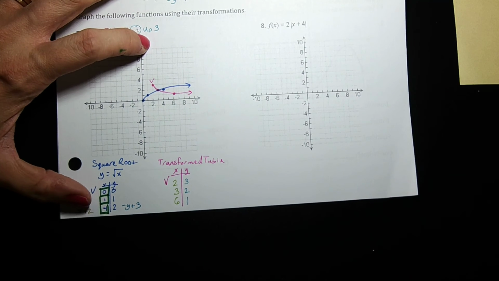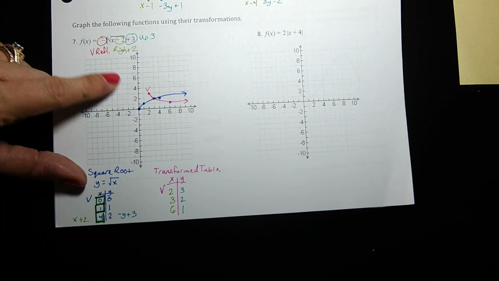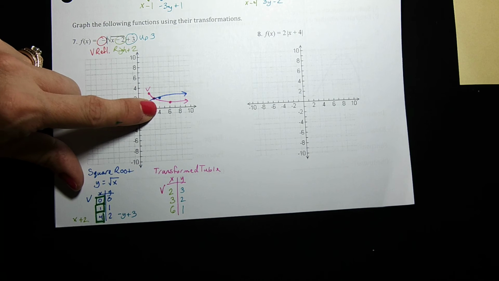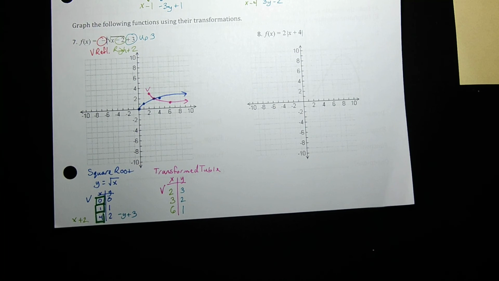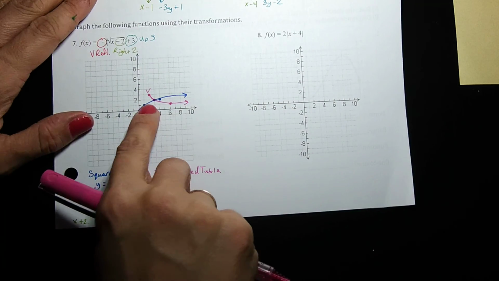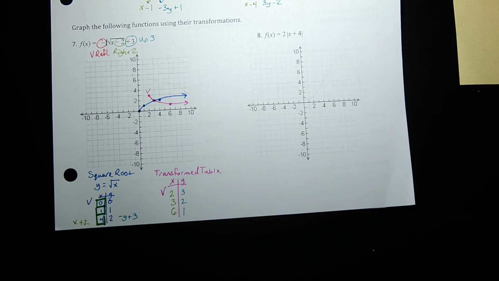Does that look consistent with what we described? Does it look like our vertex moved right 2 and up 3? Yep. Does it look like it has been vertically reflected top over bottom so that instead of swooshing up, it is swooshing down? Yes. So that ensures that our graph matches what we stated for our transformations.